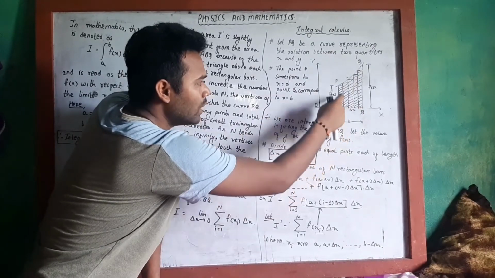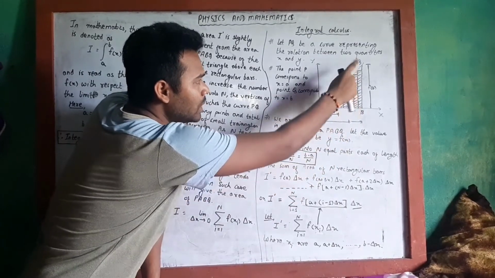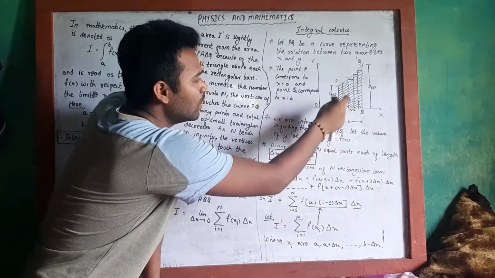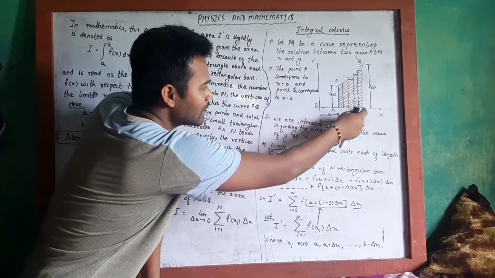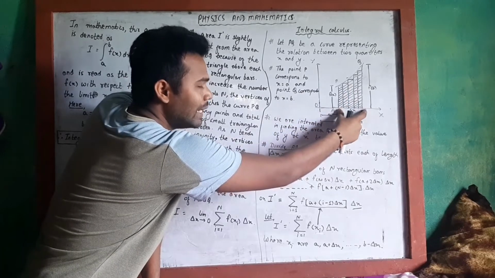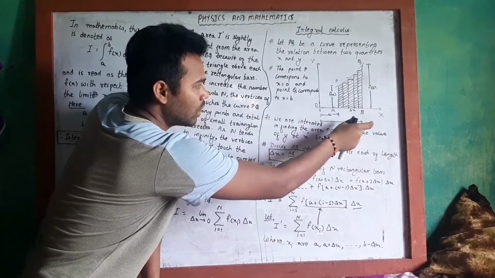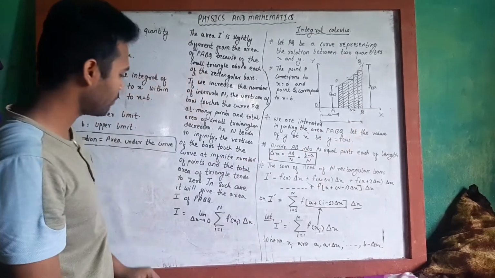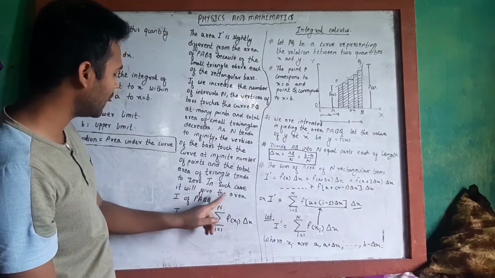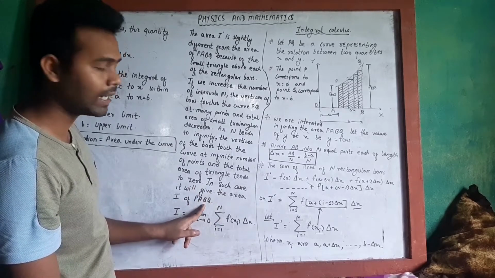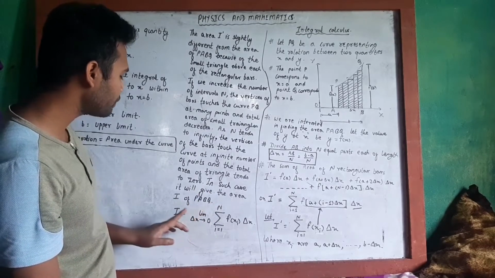That means we will get the area of PABQ if we divide this segment AB in infinite intervals. That's why, in such a case, it will give the perfect or actual area of PABQ.